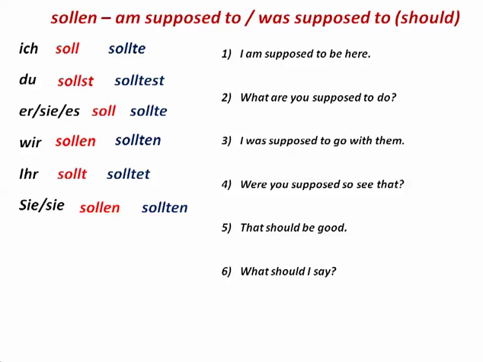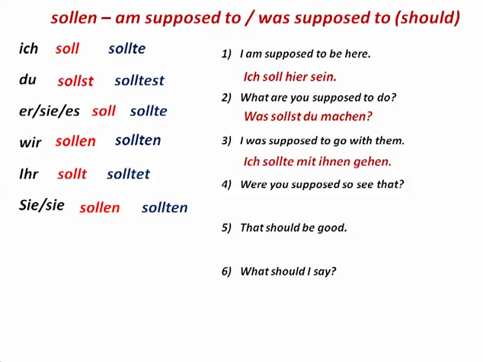Some sample sentences. I am supposed to be here, or I should be here. Ich soll hier sein. What are you supposed to do? Was sollst du machen? And here we know it's present tense because are supposed to is present. However, in number 3, we're saying I was supposed to, so we're going to make this past tense. Ich sollte mit ihnen gehen. Were you supposed to see that? Were is an indication of the past tense, so solltest du das sehen? That should be good. Das soll gut sein. And then what should I say? Was soll ich sagen? Okay.